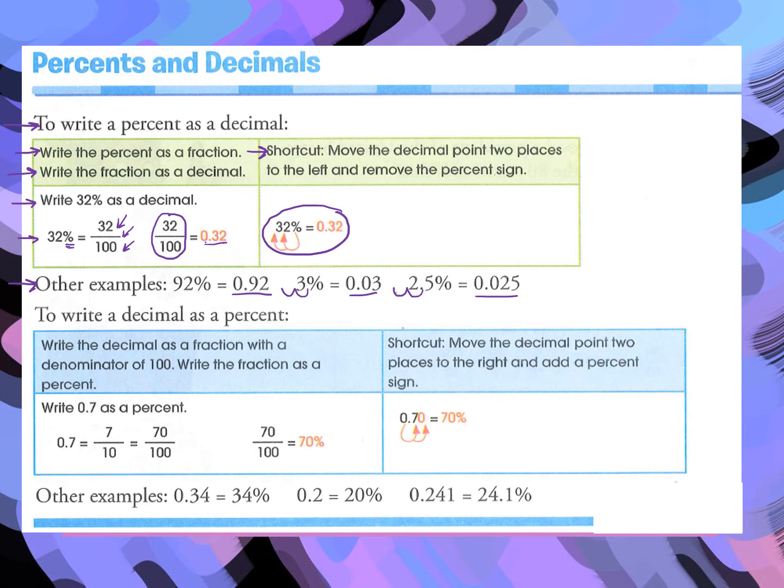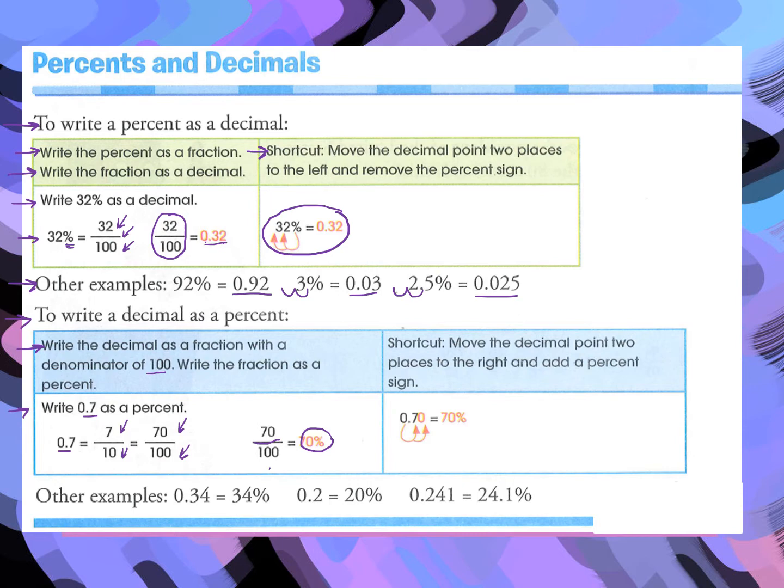To write a decimal as a percent, first, write the decimal as a fraction with a denominator of 100. Write the fraction as a percent. Write 7/10 as a percent. First we have 0.7, and we write it as 7/10. Then we write it as an equivalent fraction over 100. That would be 70/100. So 70 per 100 is 70%.